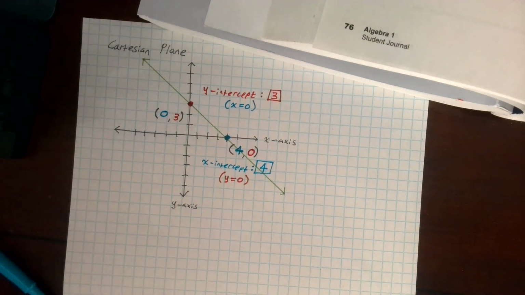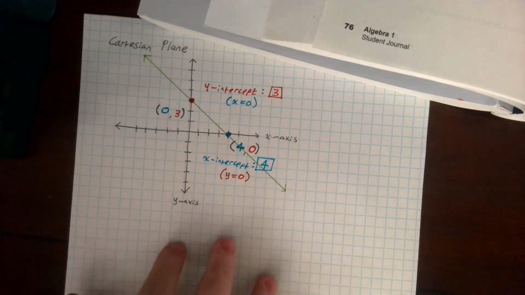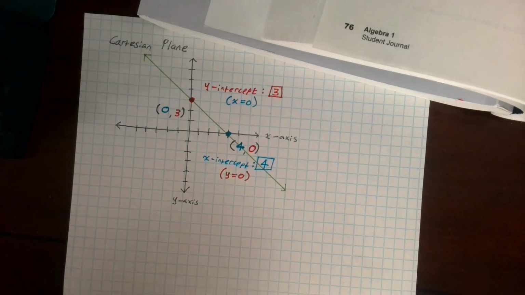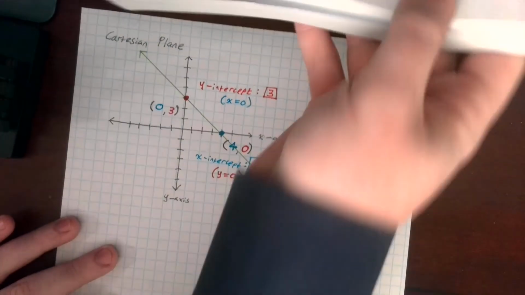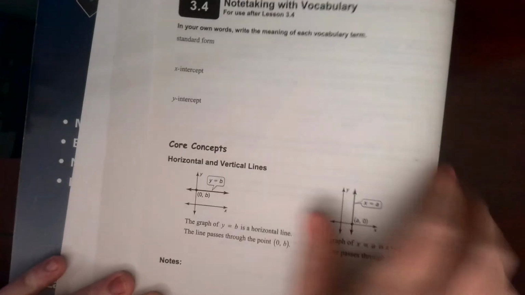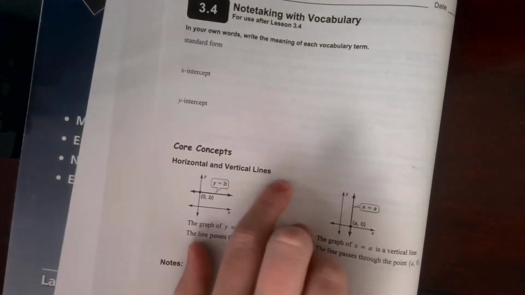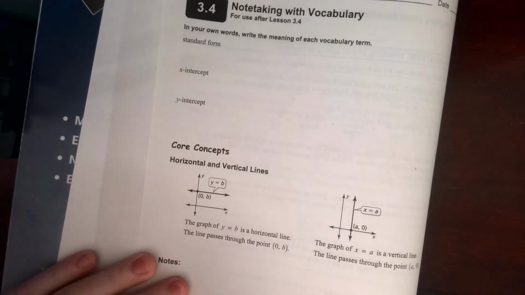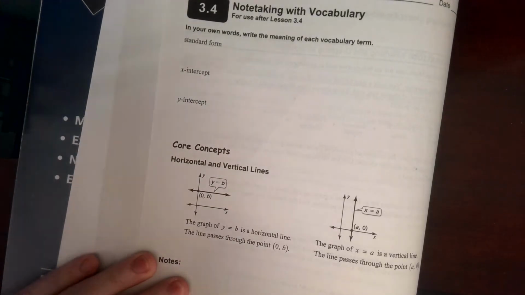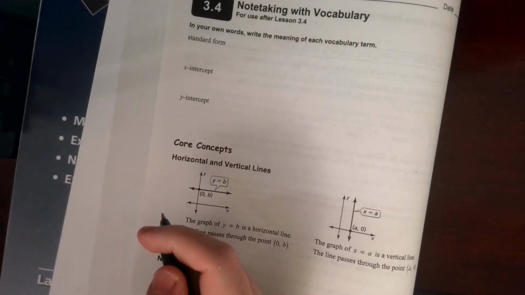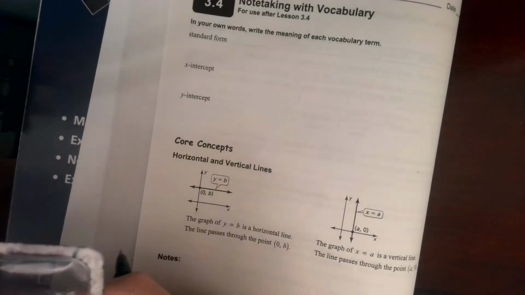Alright, I think it's about time we take a look at our notes real quick. We fill in a couple definitions, but we'll come back to this paper in just a little bit. So, on page 76, there are 3 definitions. Standard form, we're going to just write down the definition for, but we're not going to talk about it just yet. X and Y intercepts, though, we kind of already know the definitions, which is nice.